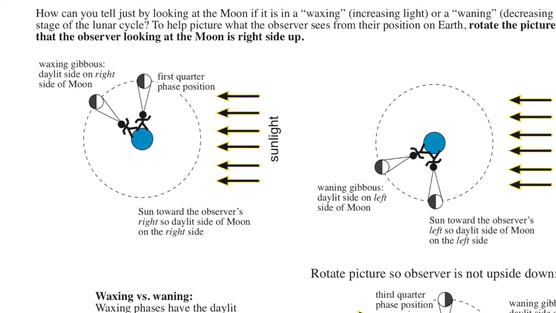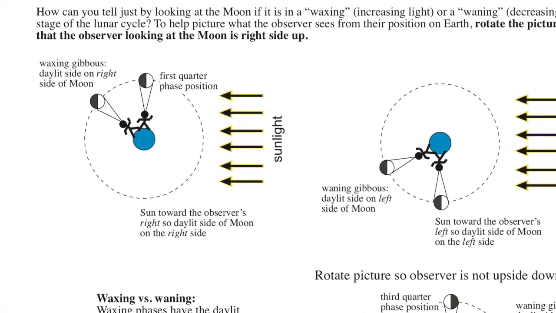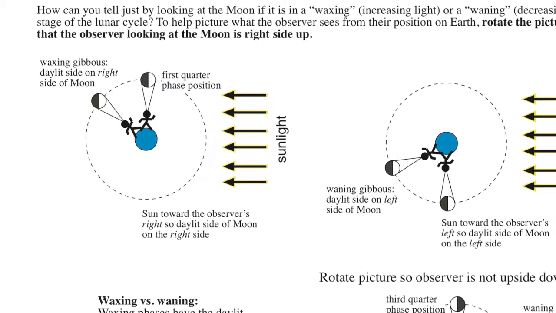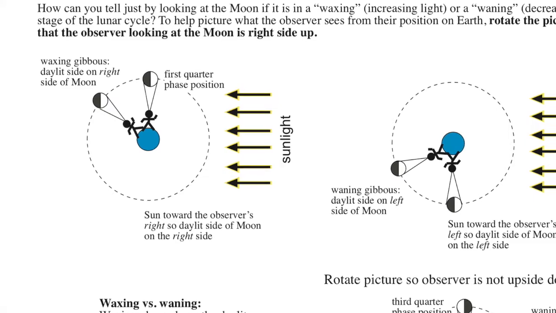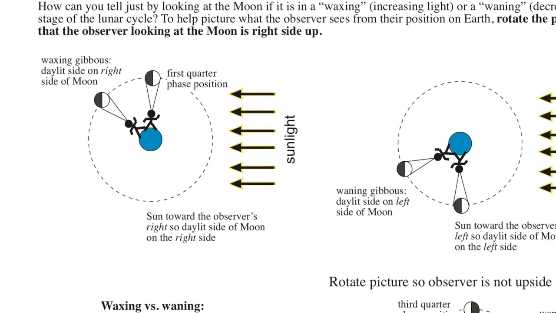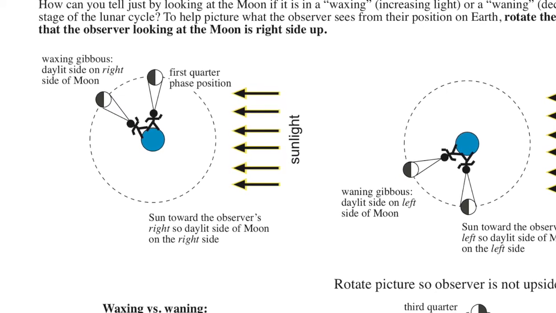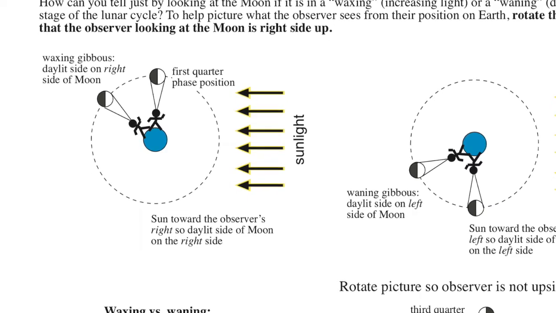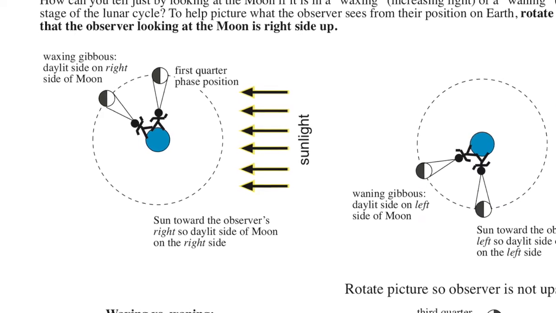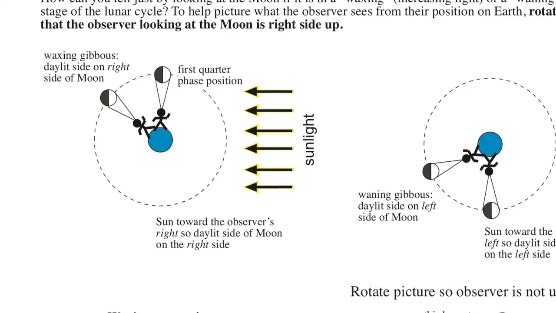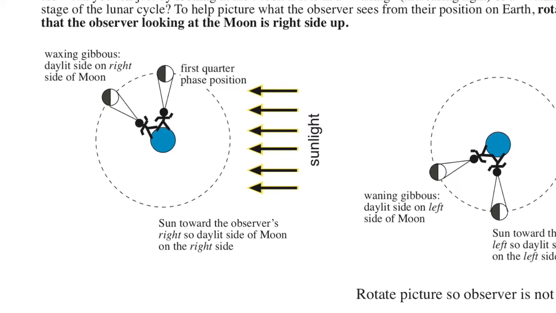How can you tell just by looking at the moon if it is in a waxing phase or in a waning phase? Well, for observers in the northern hemisphere, there is the fact that the waxing phase has the daylight side on the right, and the waning phase has the daylight side on the left. The three sets of pictures from high above the Earth-Moon system show how this comes about.